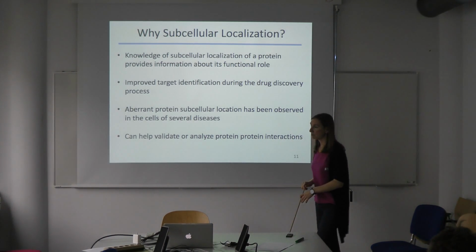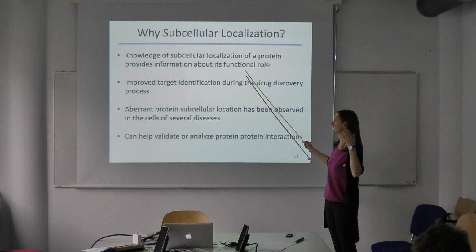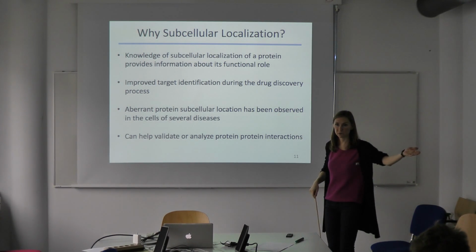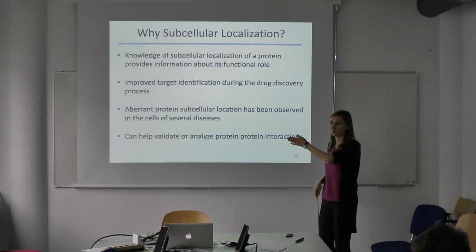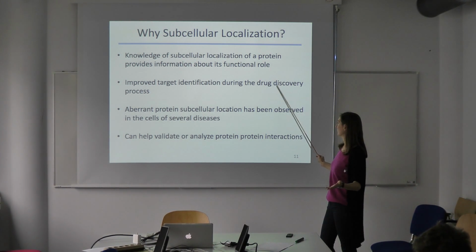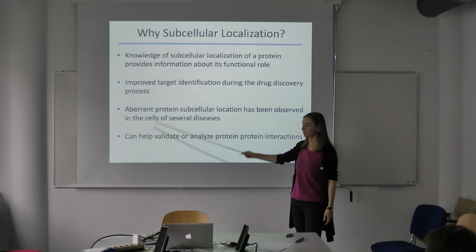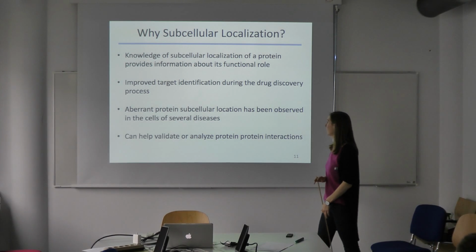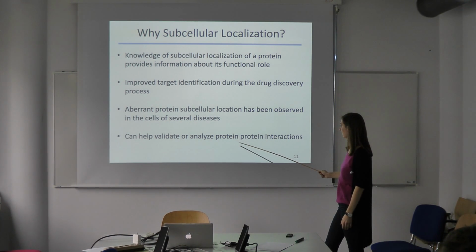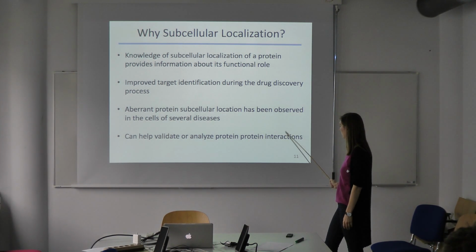Okay, so just to recap, why is localization information important? Well, because it tells us something about the functional role of a protein. If it's in the nucleus, we can assume that it does not perform, I don't know, energy production anymore. Localization is super important for drug discovery. Aberrant localization means that if a protein is mislocalizing, then it's very likely that a disease can occur. And finally, knowledge about localization can help us to analyze protein-protein interactions.